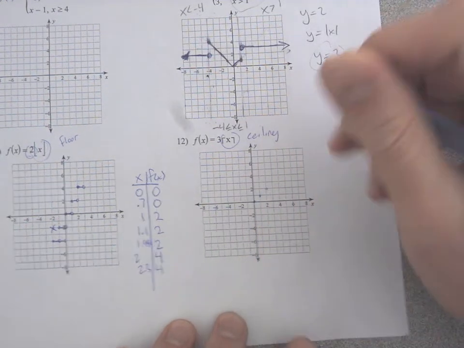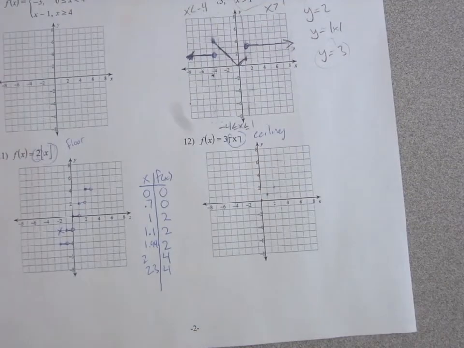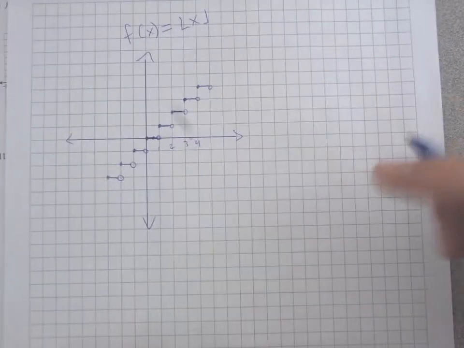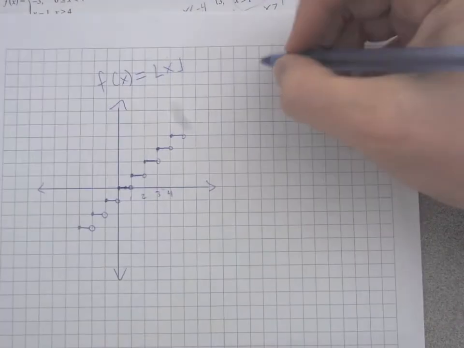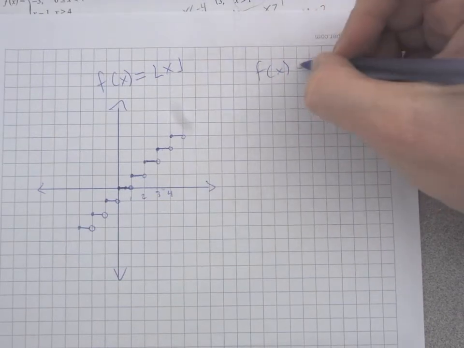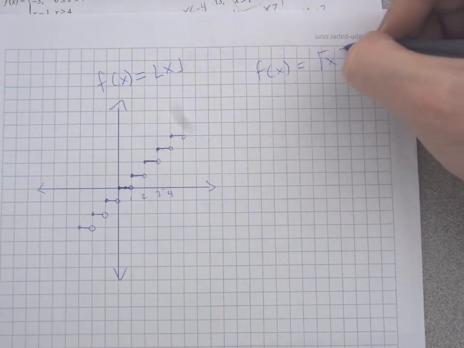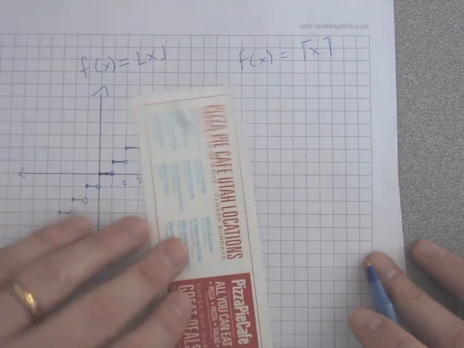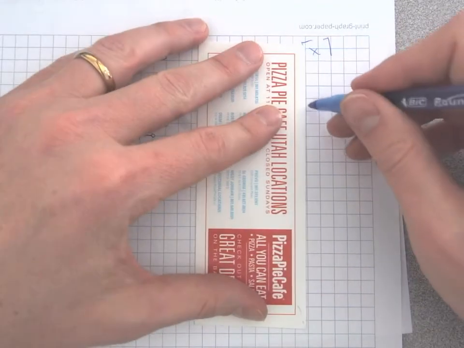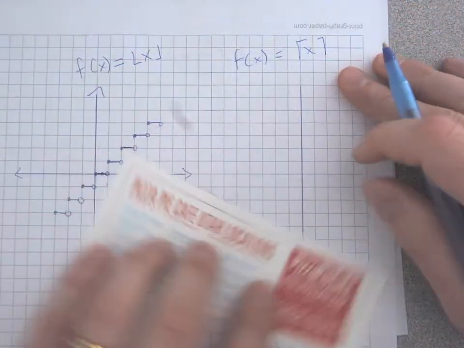Oh, sorry. Not this graph. This is the wrong graph. I want to do that over here. This one's going to be a little bit different. Sorry, just the basic version. Whoops. All right, it's my Pizza Pie Cafe coupon to make my graph.